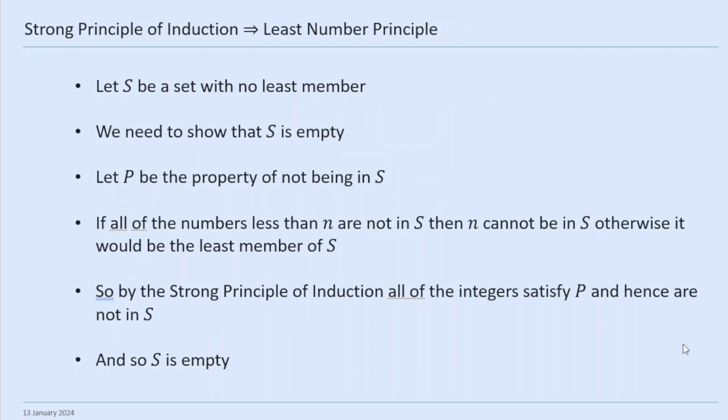Now let's start with the strong principle. So let S be a set with no least member, which would contradict the least number principle. We need to show that S is empty. So we're going to define P as being the property of not being in S. Now, if all of the numbers less than n are not in S, then there's no way that n can be in S, because then it would be the least member of S, and we've said that S does not have a least member.